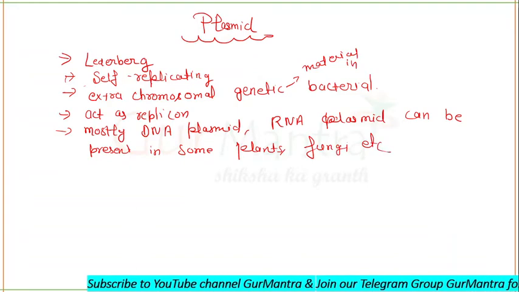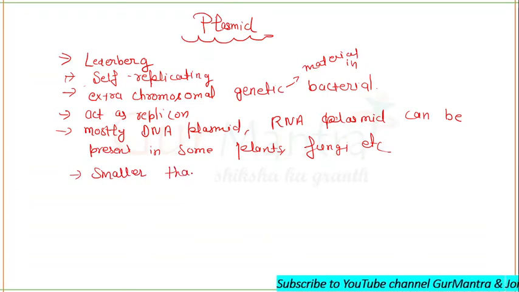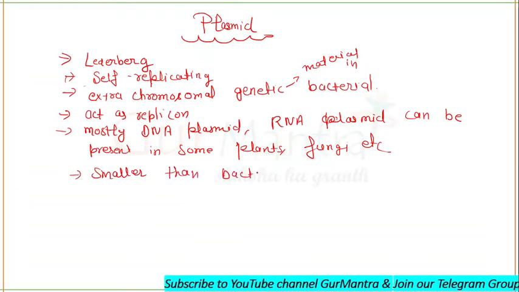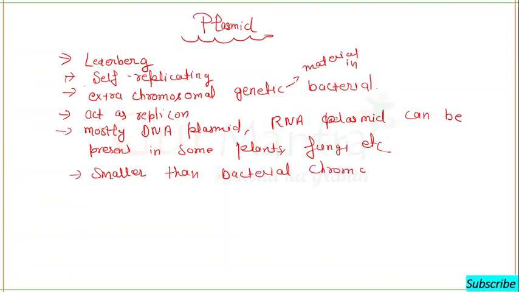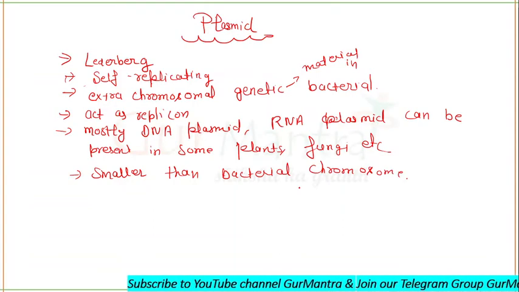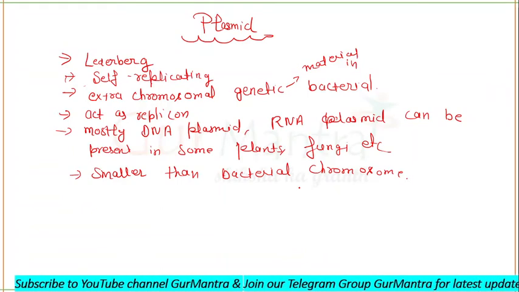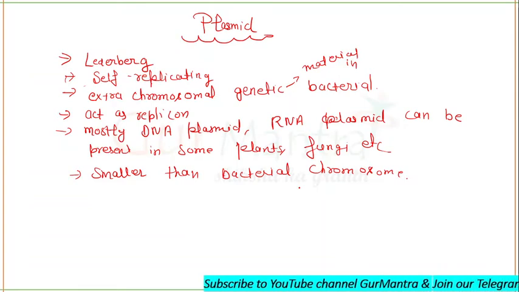Fine. So they are usually smaller than the bacterial chromosome. They are extra chromosomal segments and they are smaller than the bacterial chromosome, not larger. They are usually from 5 kilobase pairs to around 100 kilobase pairs, though some plasmids can be as large as 2 Mbp.